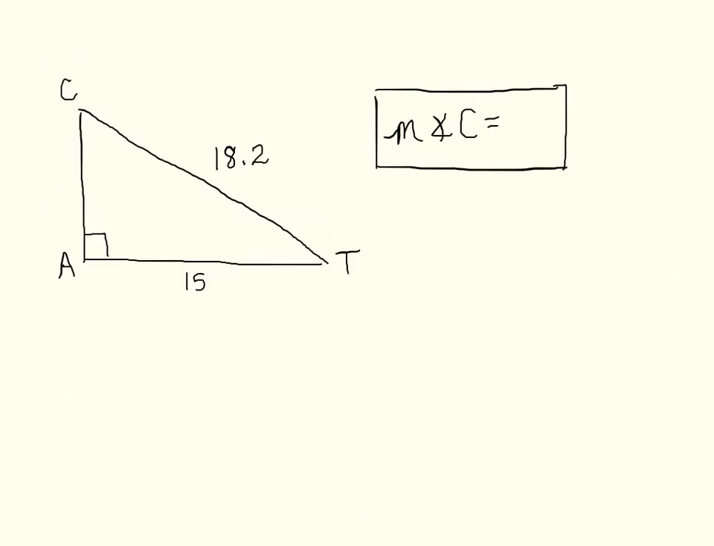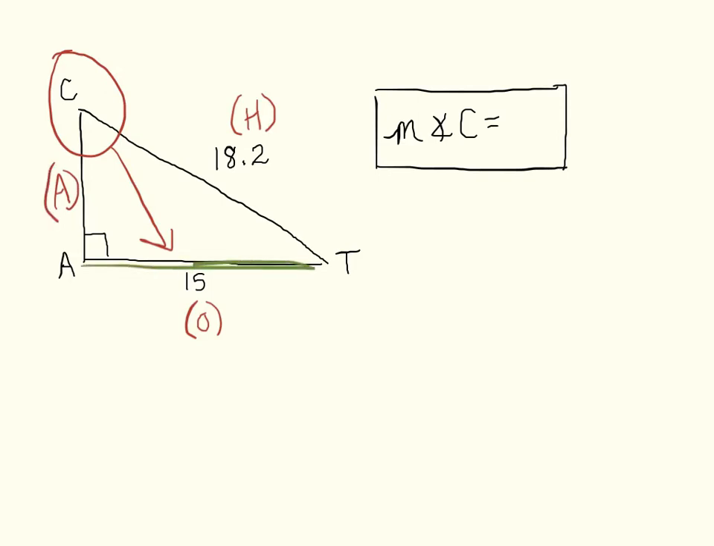Okay, so here's another problem where we want to find the measure of angle C. So I'm going to follow my rules. First of all, I have everything copied down exactly as I need it. I'm going to circle the angle that I'm working from and draw an arrow so that I can label my opposite, my hypotenuse, and my adjacent. Now I'm going to look and see what I'm given. I'm given the opposite, and we are also given the hypotenuse.